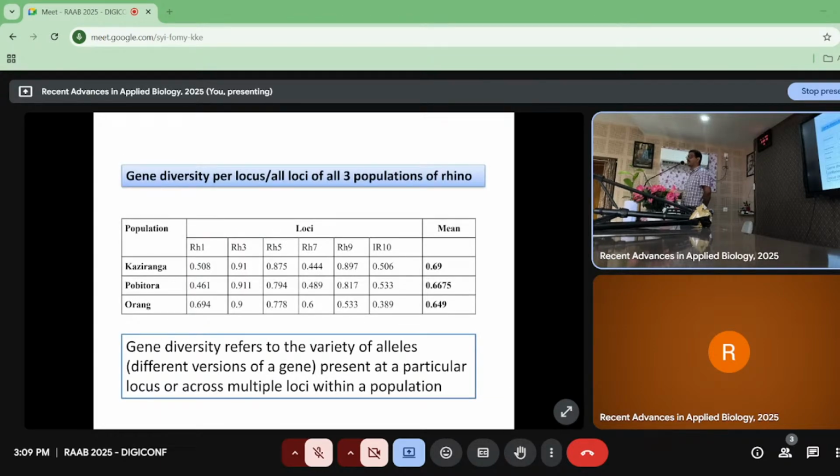Genetic diversity per locus: these are my findings in the 6 different loci from the 3 different wildlife areas. These are the mean numbers of genetic diversity per locus. I found the first is 0.69, the second is 0.66, and the third is 0.64. Gene diversity refers to the variety of alleles present at a particular locus or across multiple loci within a population.